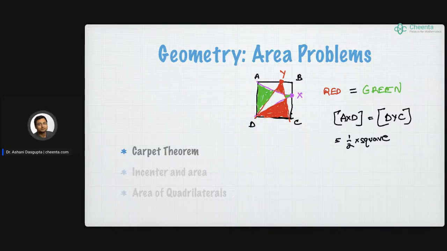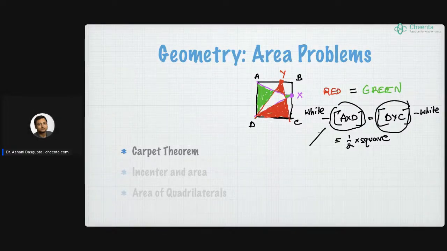we subtract that area from both the triangles, and we're left with the green on one side and the red on the other side. Correct. If you subtract the white from AXD and subtract the white from DYC, you are left with the green here and with the red here. So that's how you show that these two are equal.